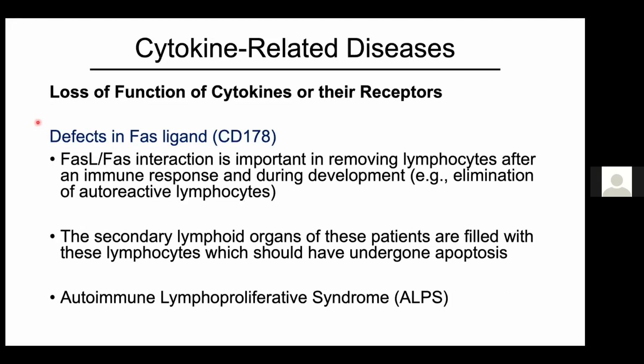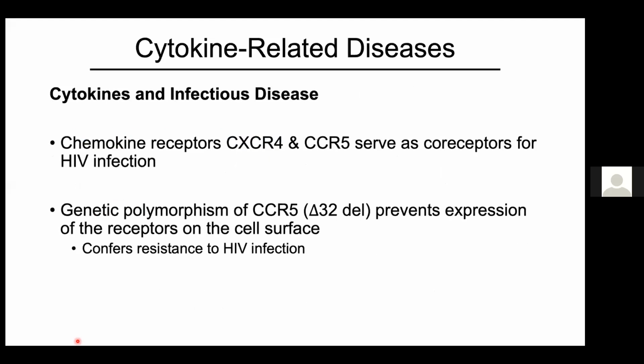The other one is the Fas ligand. Remember we said Fas ligand is also a cell surface expressed cytokine. And when it interacts with Fas, it's important in causing apoptosis of cells, for example, removing excessive lymphocytes after an immune response. So patients who do not have the Fas ligand tend to have too much accumulation of the lymphoid cells, especially the autoreactive lymphocytes during T cell development. So they tend to develop a disease called autoimmune lymphoproliferative syndrome. It's a lymphoma-like syndrome, but they also have autoimmune effects.